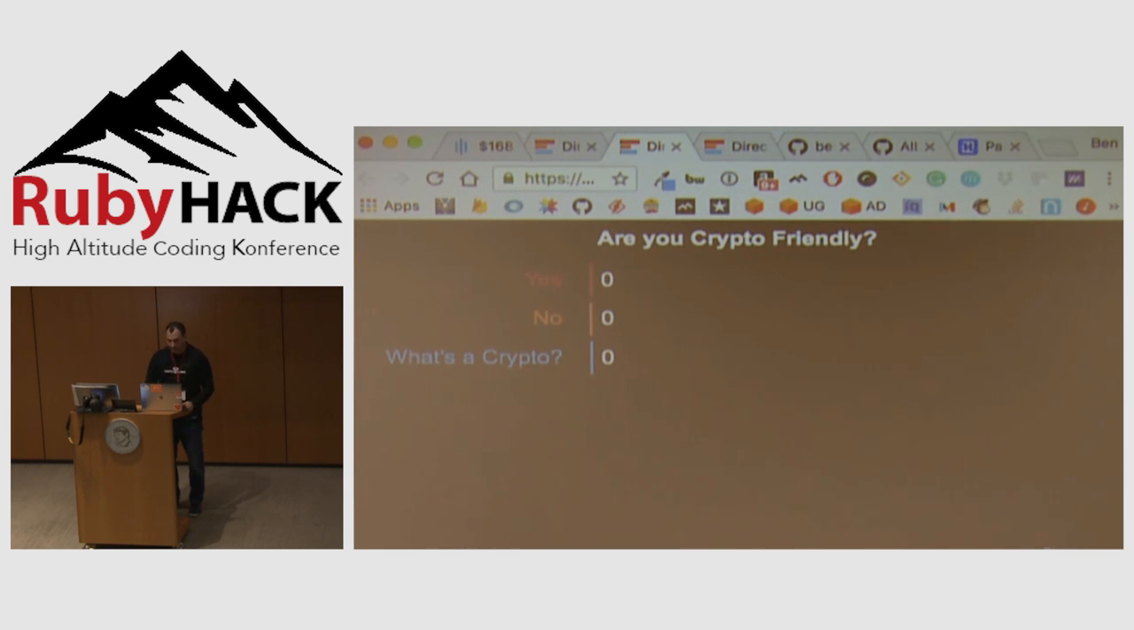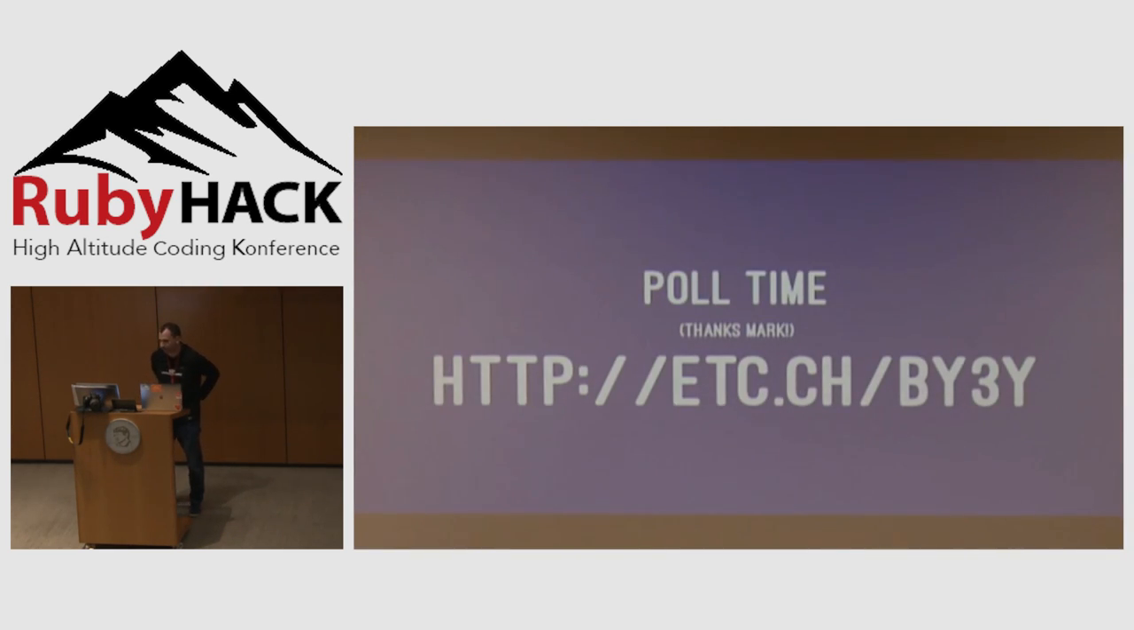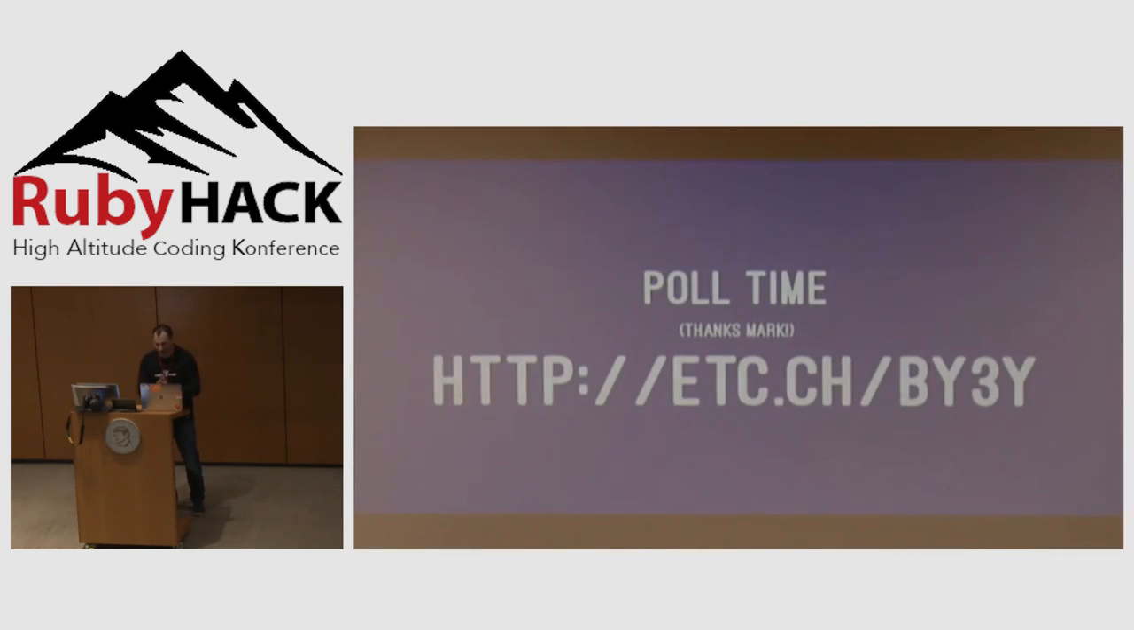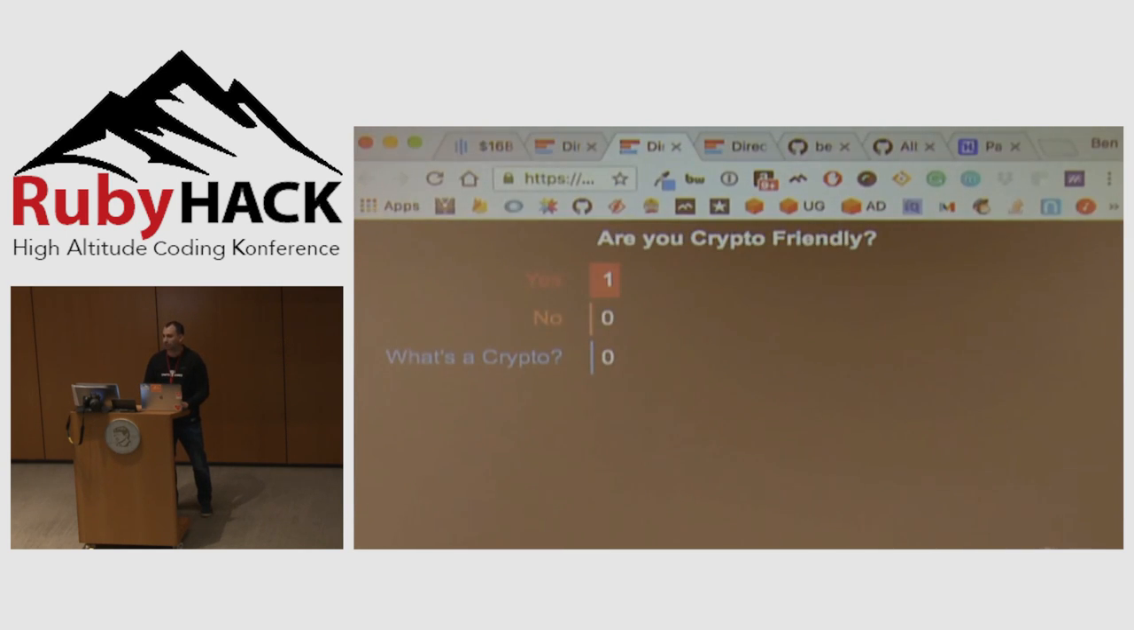And I don't know how to go back there, so sorry again. All right, first question, are you crypto friendly? Oh no, okay, there's your link. You guys look at the results. I don't know how long this is going to take. Zero people. One person. Good enough for me to keep going. Okay. Crypto coin. Blockchain. Bitcoin. What's a crypto? Yes. Also an option.